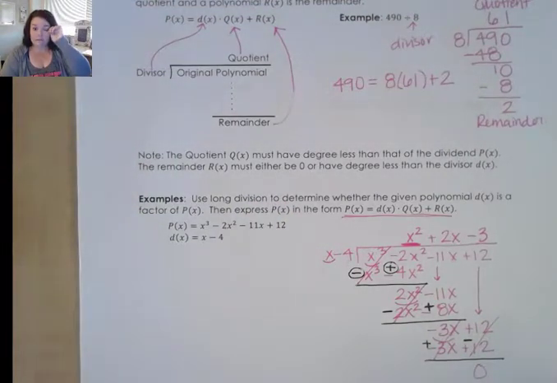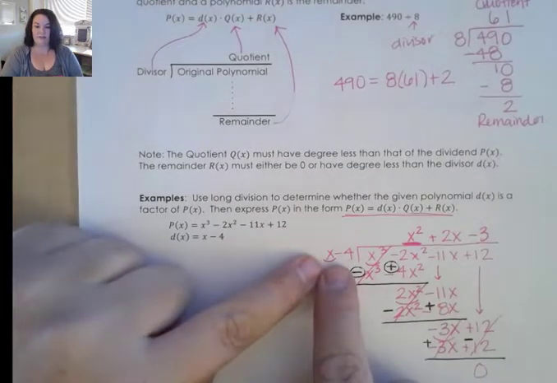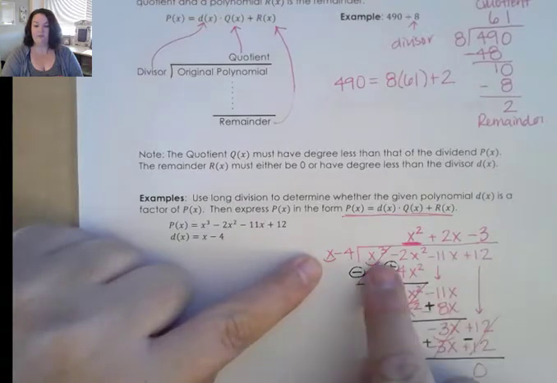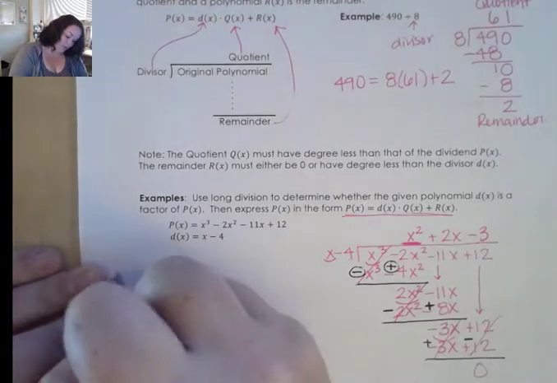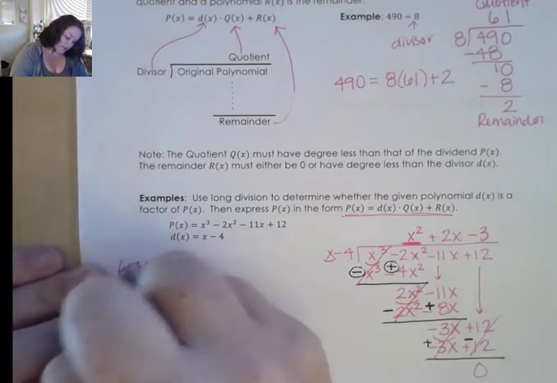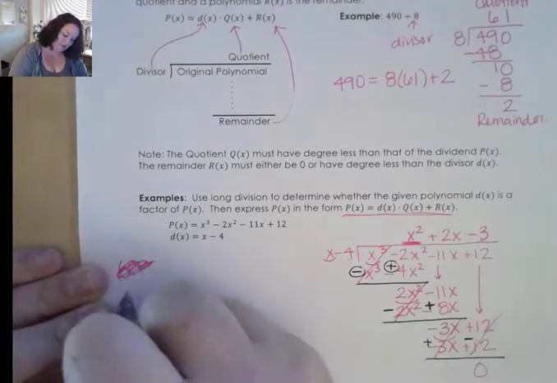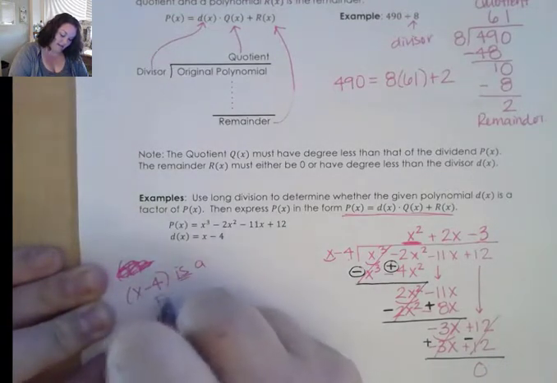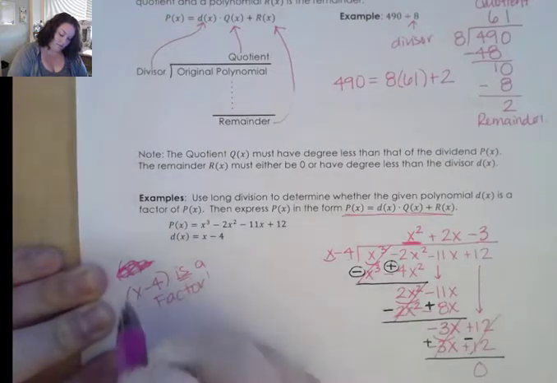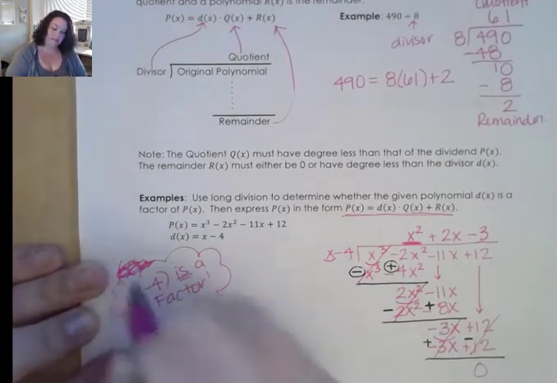So the first thing I need to know is, is my divisor a factor of this original polynomial? Meaning, did it go in evenly? And it did, right? So I'm going to go over here and say that what we determined is that x minus 4 is a factor of the original polynomial. Okay, so that was the first thing it asked me.